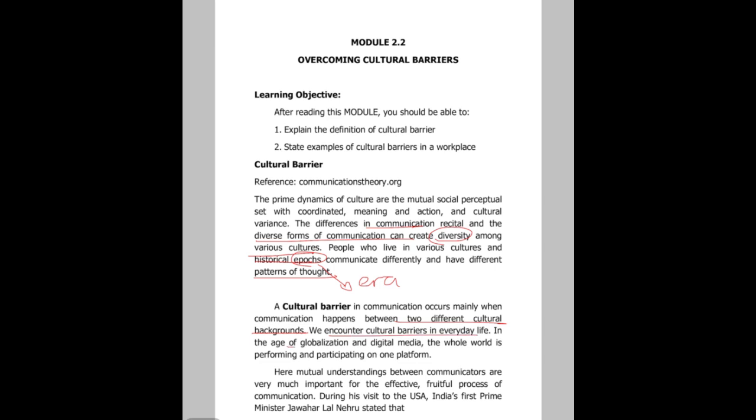In the age of globalization and digital media, the whole world is performing and participating on one platform. So especially Facebook nowadays, you are very into Facebook. You are very, let's say, attentive when it comes to the posts of different artists, posts of your friends, or posts of your, let's say, classmates. So the communication nowadays is really flexible, especially during the pandemic.